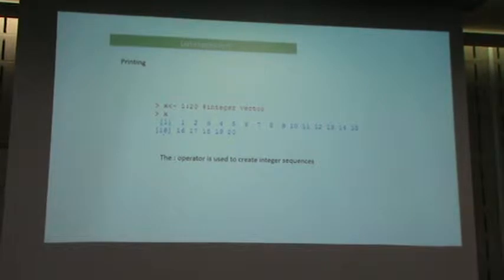And in case it's 1 through 20, okay? 1 colon 20 means 1 through 20, okay? Then if we type X, it shows 15 and 16 to 20, and this is the element number. That means 99 is assigned to the 16th element of the vector X.